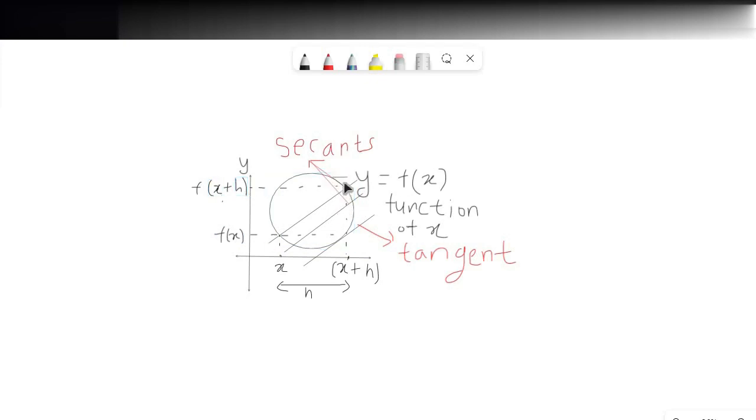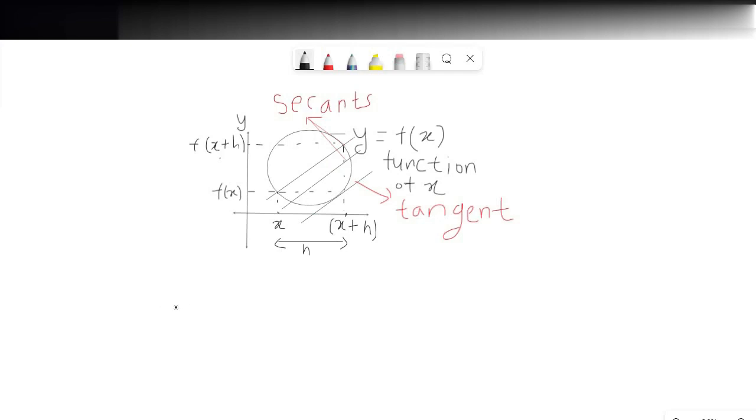Now these lines are called secants, and let's consider another line on the circle that touches the circle at only one point. So this line would be called a tangent. So let's think about the gradient of the secant, which would be m_s equals f(x plus h) subtracted by f(x), which is the rise, and divided by h. It's mainly because the horizontal distance would be h only.